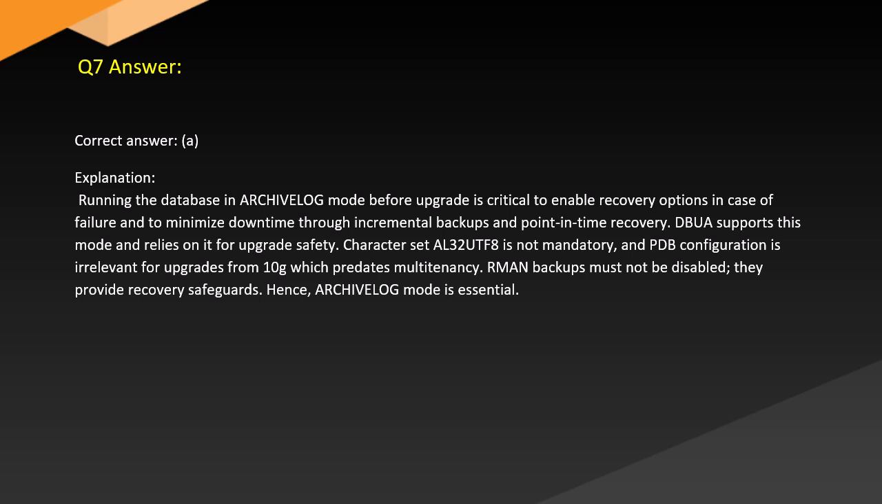Answer. Correct answer: A. Explanation. Running the database in archive log mode before upgrade is critical to enable recovery options in case of failure and to minimize downtime through incremental backups and point-in-time recovery. DBUA supports this mode and relies on it for upgrade safety.